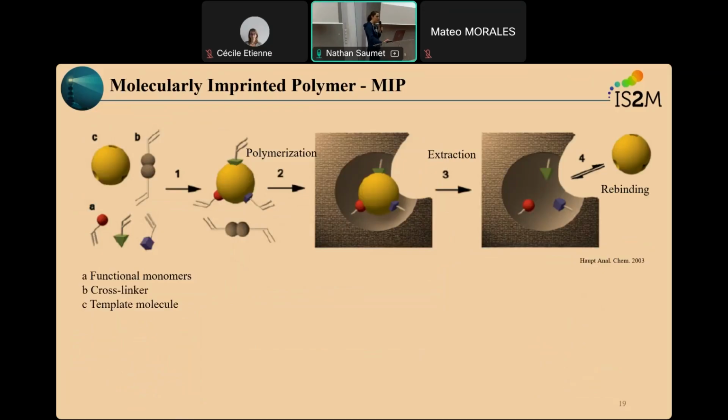So molecular imprinting is a technique that creates specific recognition sites for a target molecule. The target molecule is in yellow here, which is also called a template molecule. And these functional monomers and the cross-linking monomers are copolymerized in the presence of a template in a solvent. This template can be the target molecule or a derivative. The functional monomers initially form a complex with the target molecules. Then it will all be polymerized here.